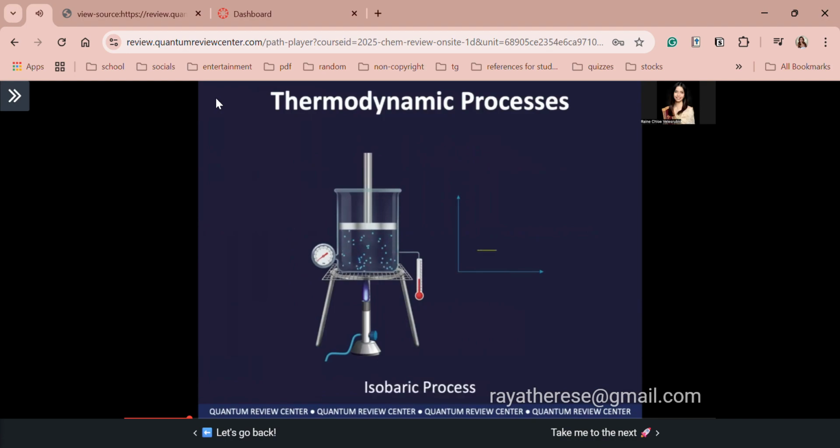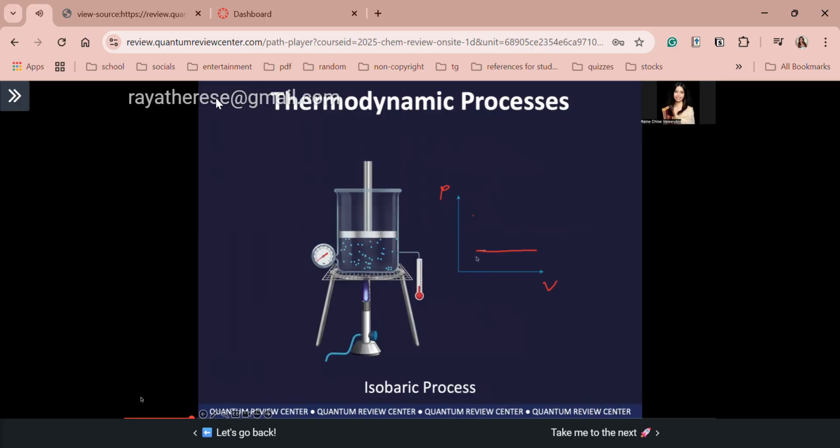Next, we have this process called the isobaric process. Okay? Here we see, guys, a PV graph. So this is P, this is V. Okay? As you can see, guys, constant kasi ang iyong pressure in an isobaric process. That's why yung graph mo ganito. Again, yung PV graph na isobaric process is this.